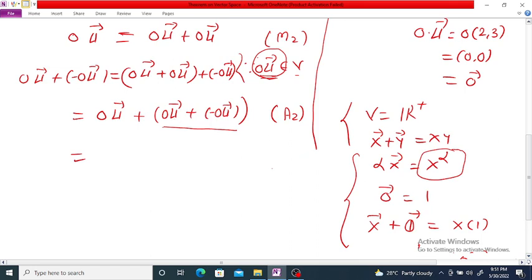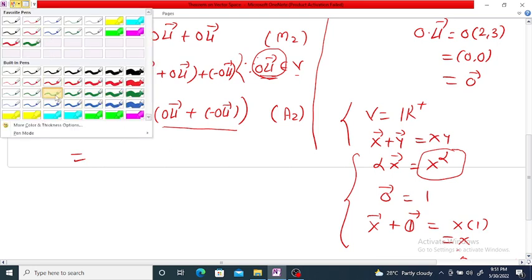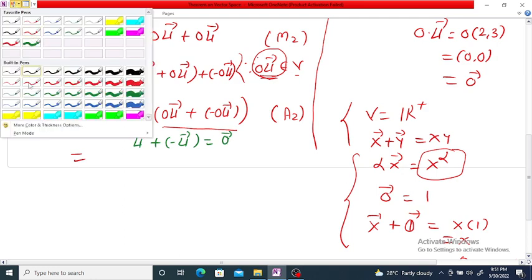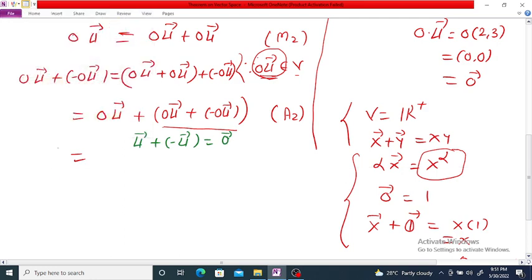So by using the property, as we know that u bar plus minus u bar is equal to 0 bar, by using this property, which is our A3 property, we can write this as 0 u bar plus 0 bar. On this side it is also 0 bar.